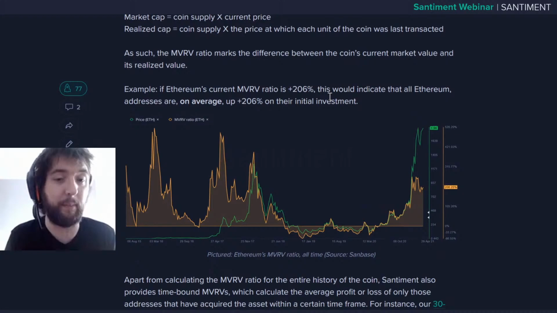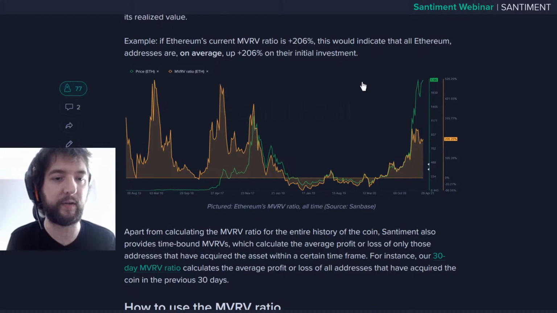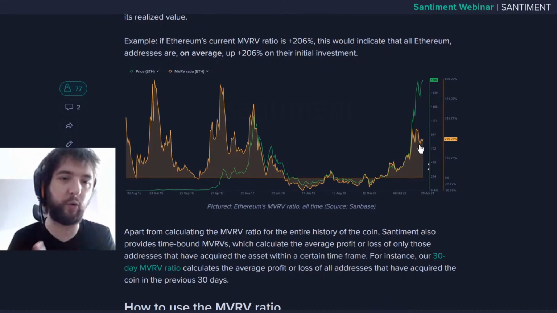All that number means in general is the average profit or the average loss of a certain group of holders. So, for example, if we're looking here at the MVRV ratio for Ethereum, at this point in time when I was writing about it, the MVRV ratio for Ethereum was plus 206%. So what this means is that all Ethereum addresses on average at this point in time were up 206% compared to the amount of money that they spent to acquire these coins in the first place.